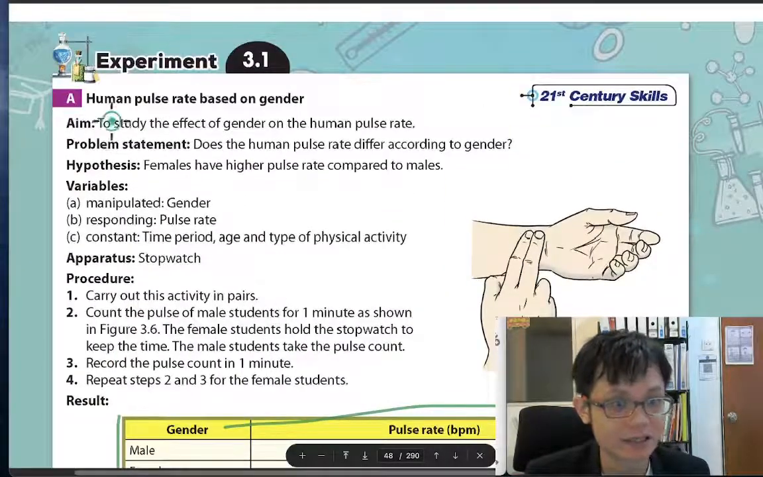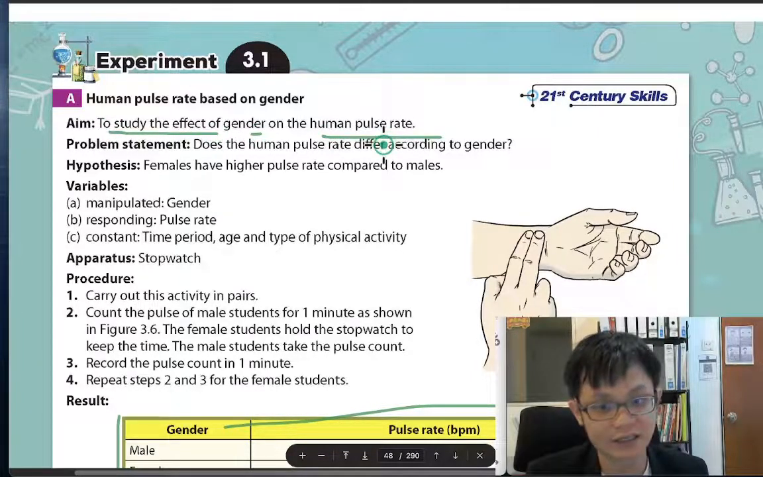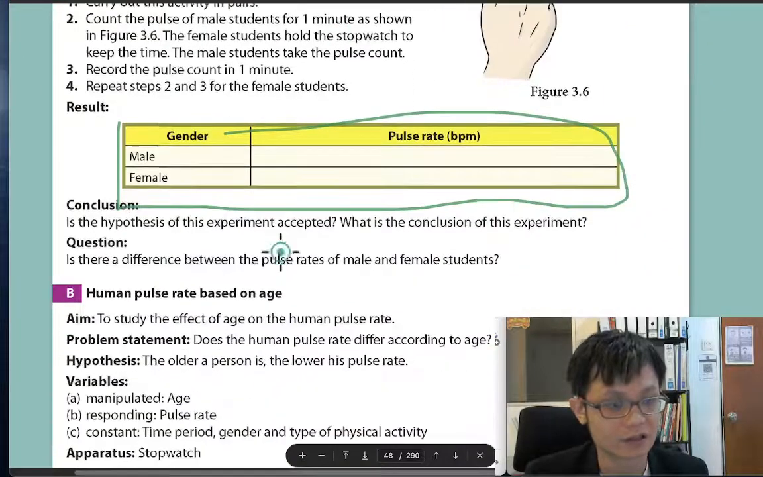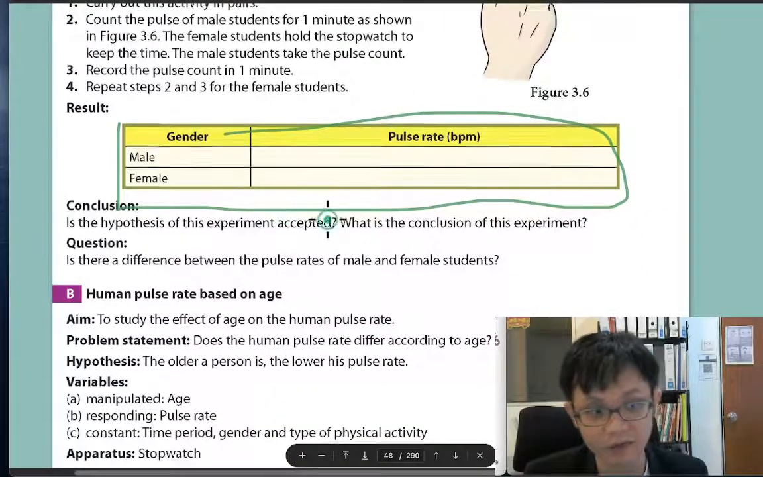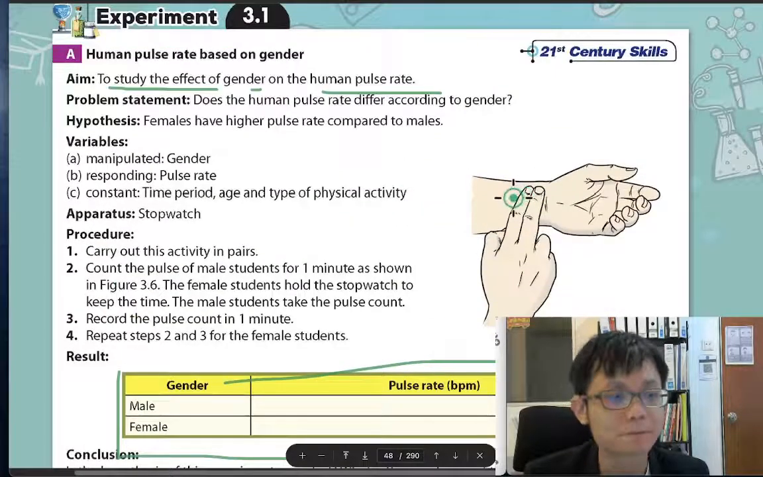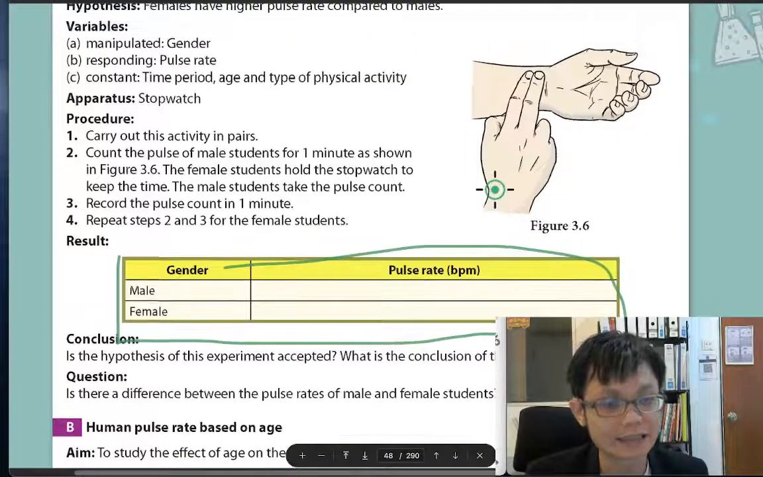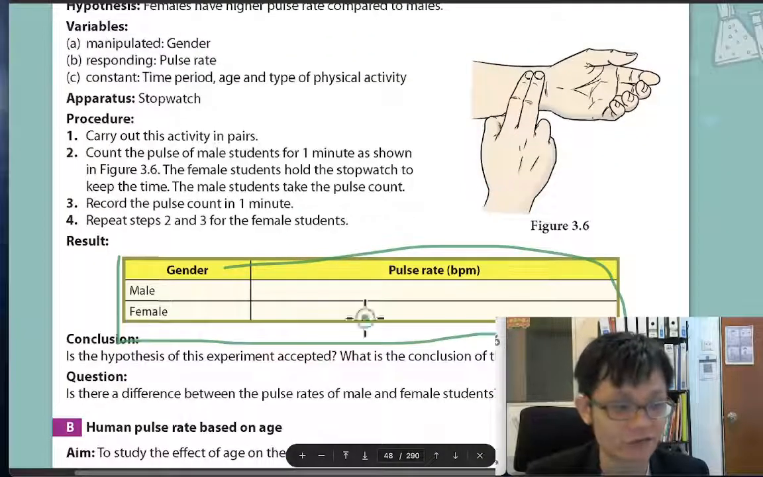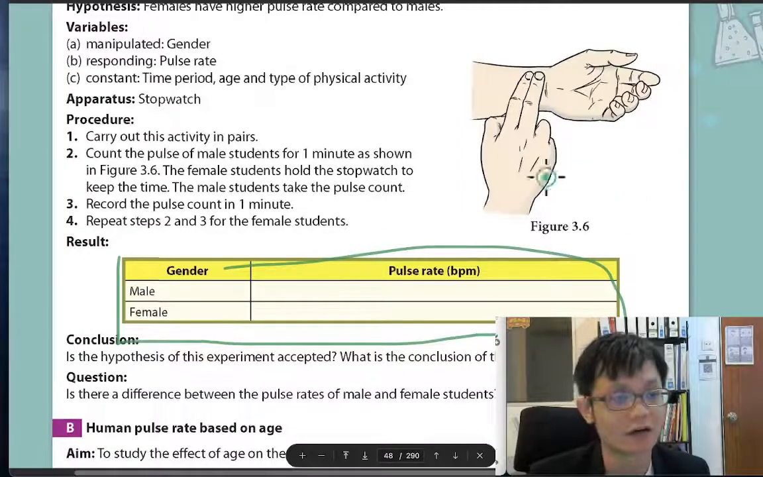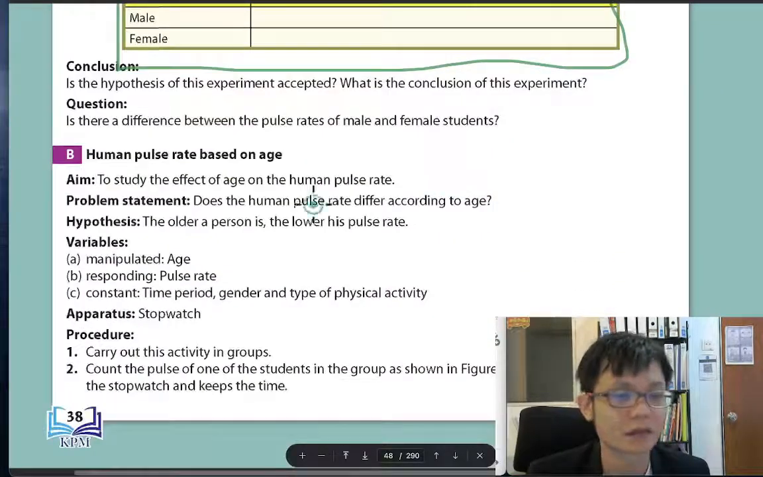What is the aim? To study the effect of gender. See whether gender makes a difference or not. Is the male more than female? I don't know. You need to do the experiment. Only then you know. I think usually guys have a higher rate. If not, you just Google it, or you do the experiment.